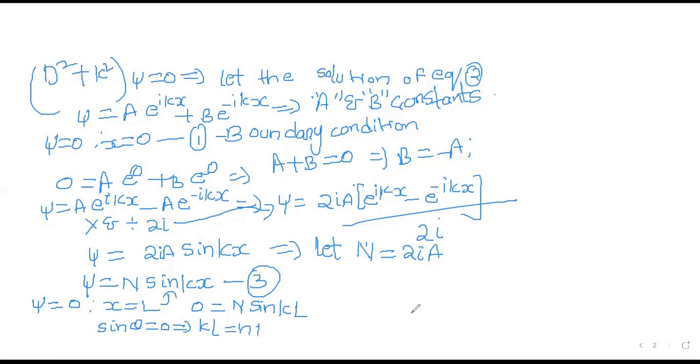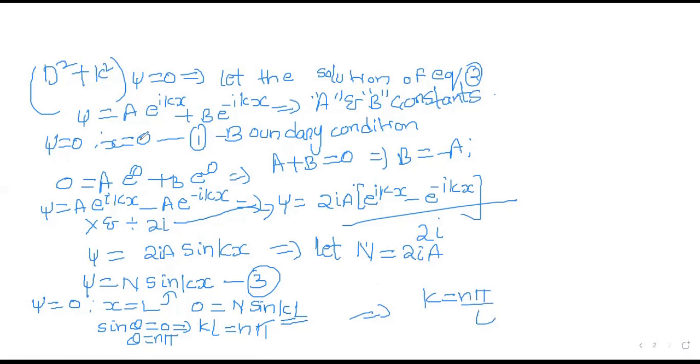So sine will be equal to 0 when theta is equal to n pi, so theta is an integral multiple of pi. In the same way here, theta is the term kL, so instead of theta I'm writing kL. We write kL is equal to n pi, which implies that k becomes n pi by L.